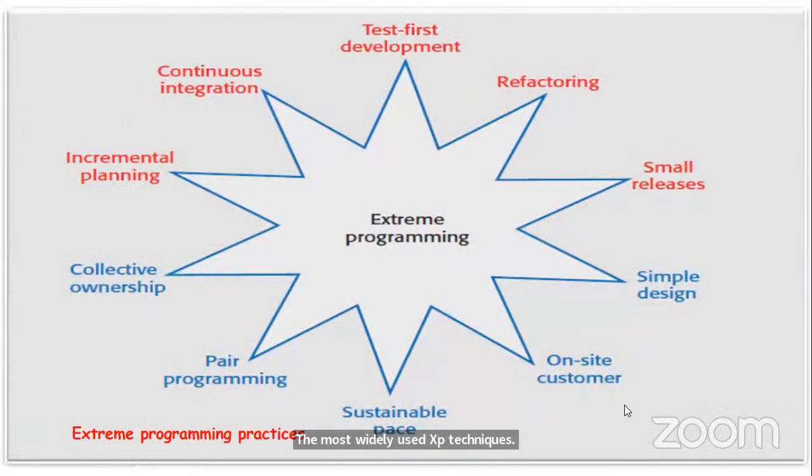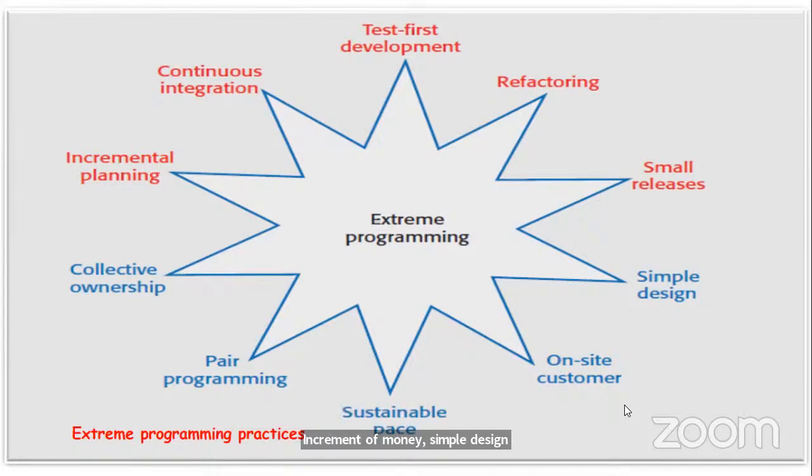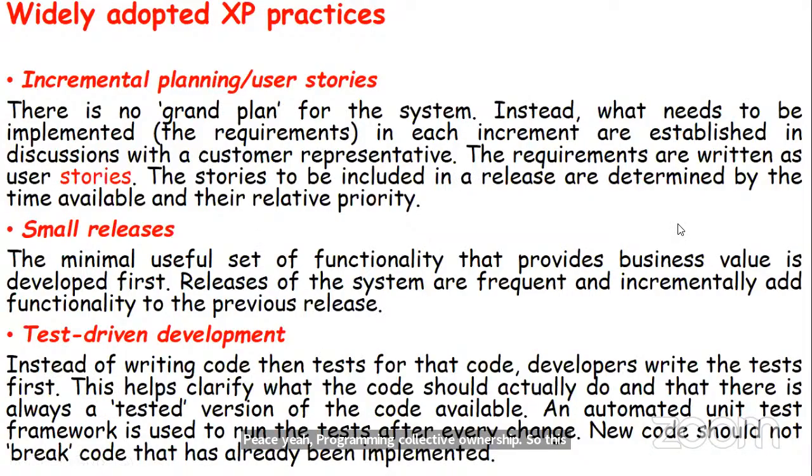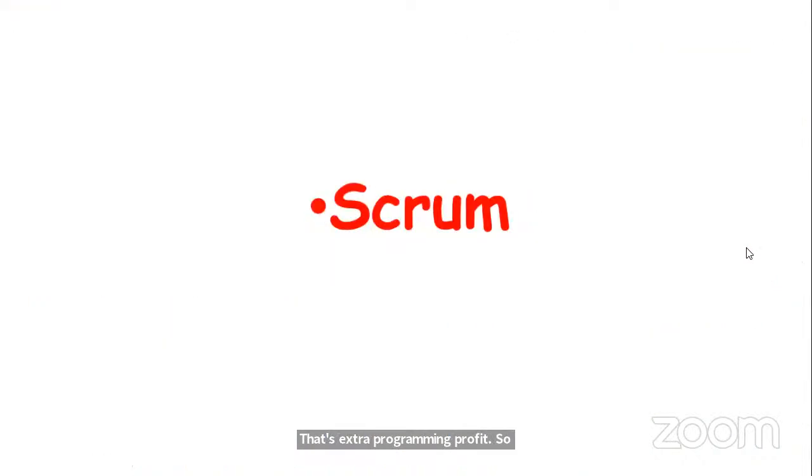So, test-first development, refactoring, small releases, continuous integration, incremental planning, simple design, on-site customer, sustainable pace, pair programming, collective ownership. Those are the 12 methods that extreme programming brought forth. So you see the definition of some of them here.